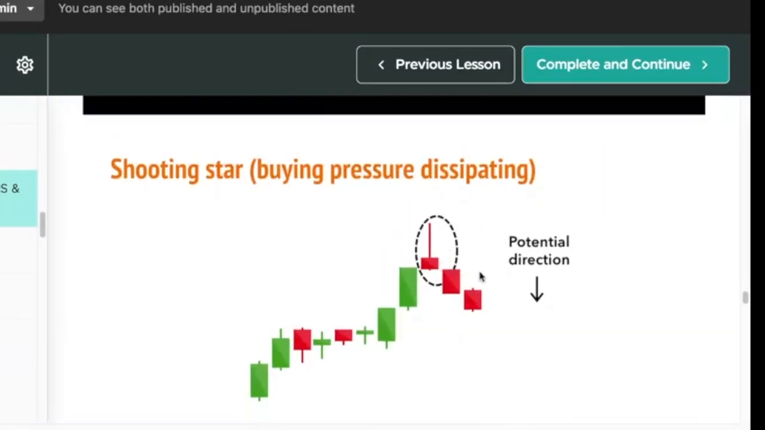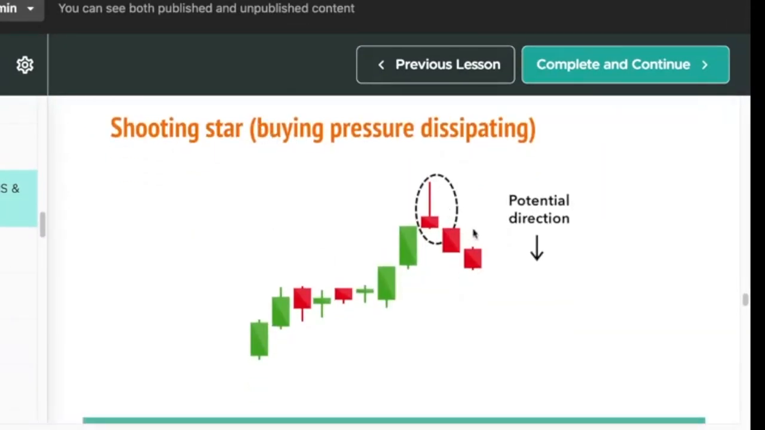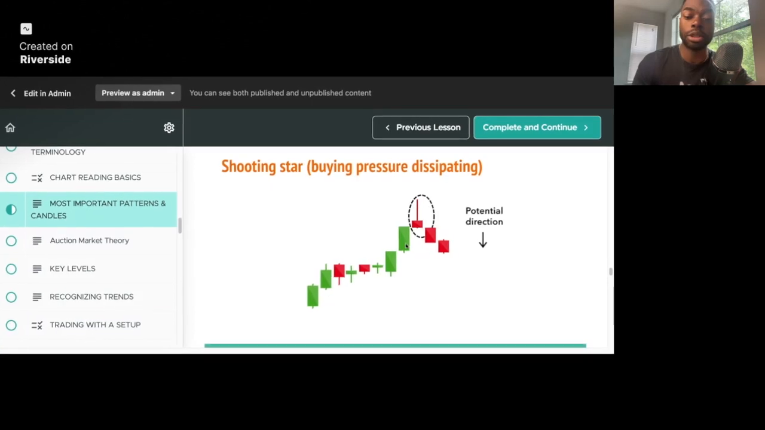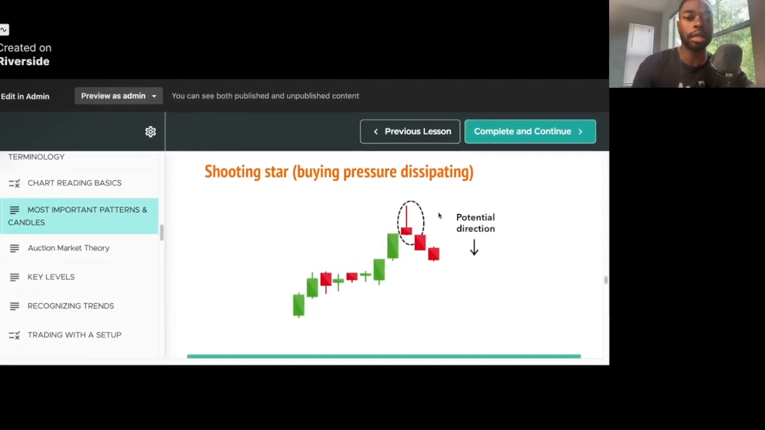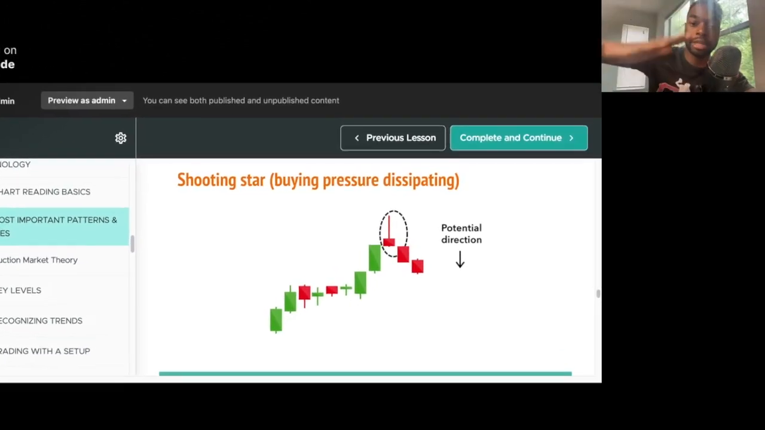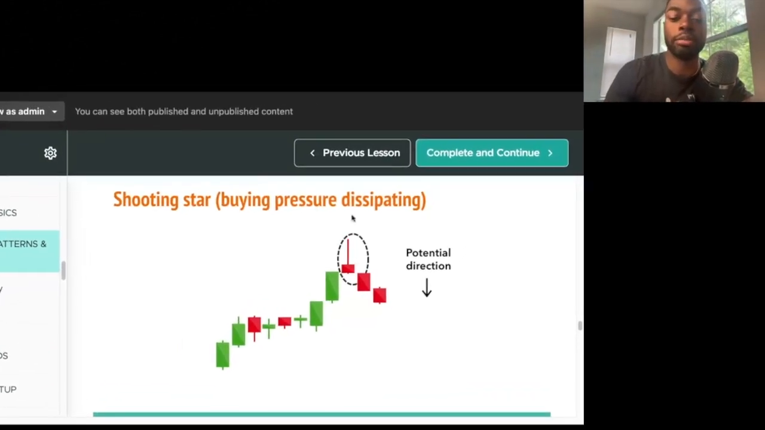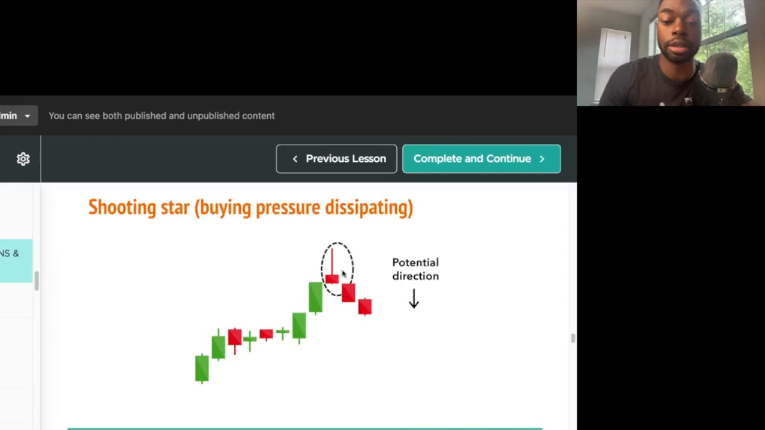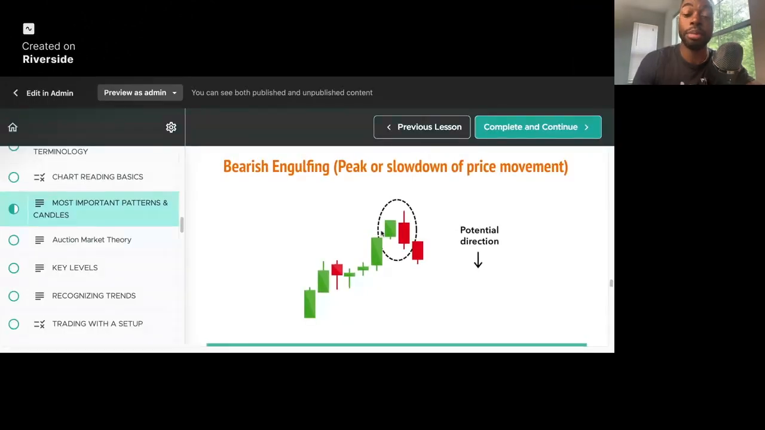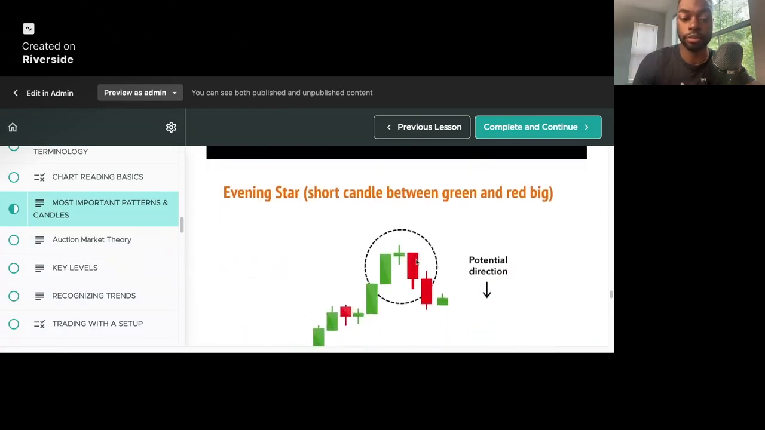And then you have an inverse hammer at the top, which is a shooting star doji. And this means that your buying pressure is going away. So whenever you're in an uptrend and you see wicks at the top, that's telling you that sellers are stepping in and pushing price down. And then you have a bearish engulfing bar where the red bar is eating up the little green bar.